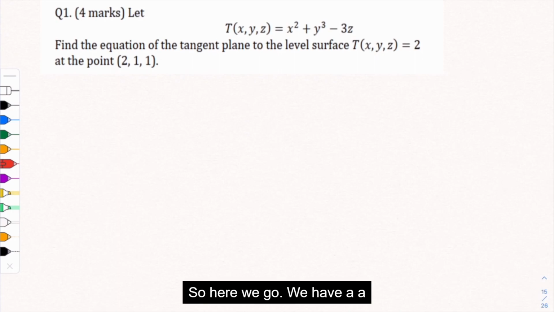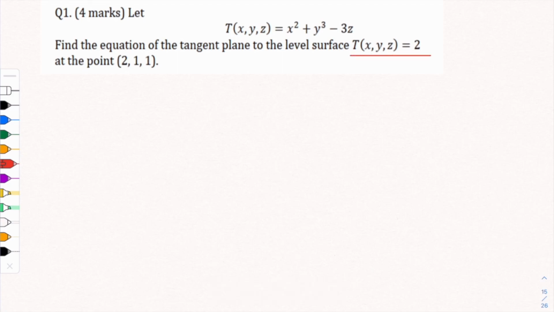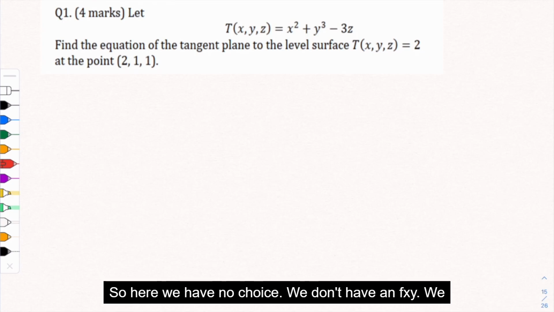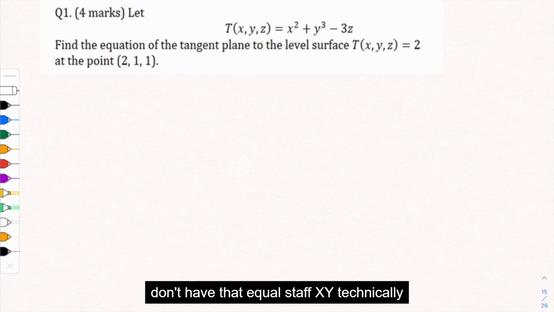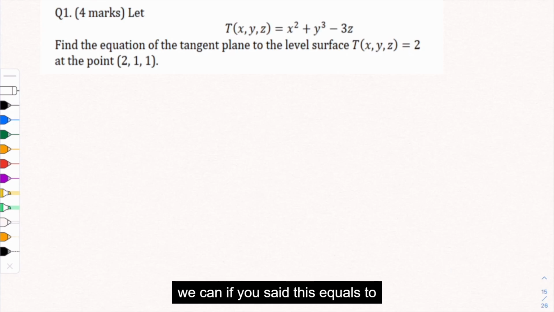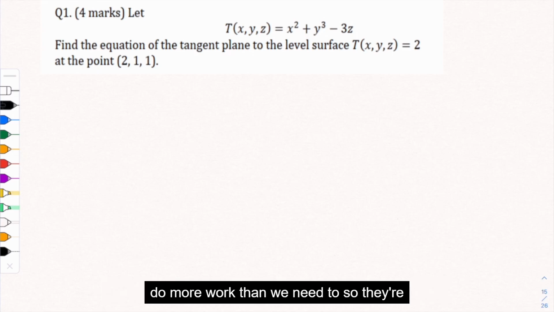So here we go. We have a level surface here, T(x,y,z) equals 2. So here we have no choice. We don't have an f(x,y). We don't have z equals f(x,y). Technically we can. If you set this equal to 2, you can solve for z, but let's not. Why actually do more work than we need to.